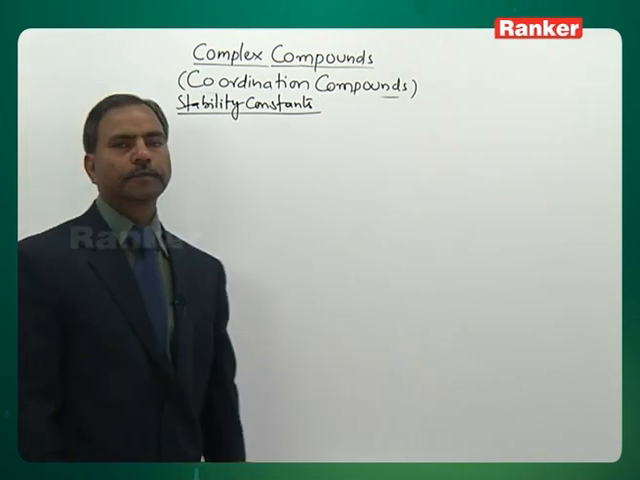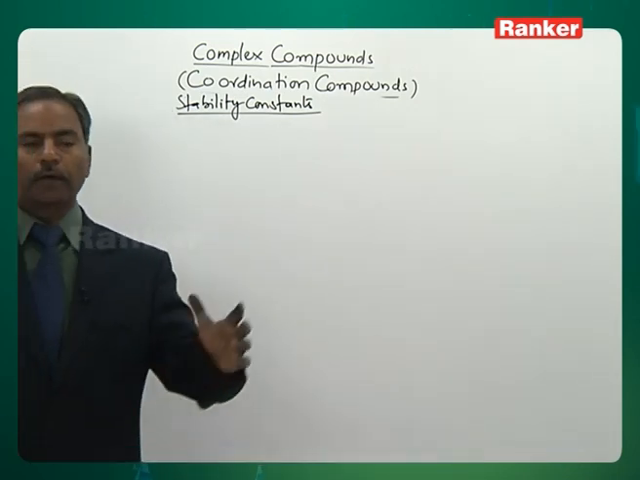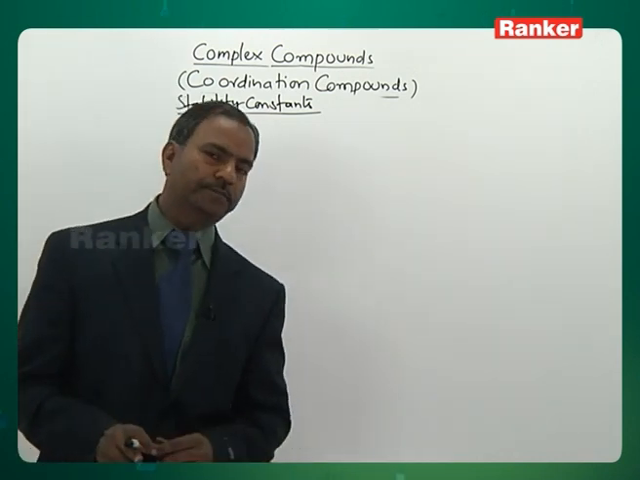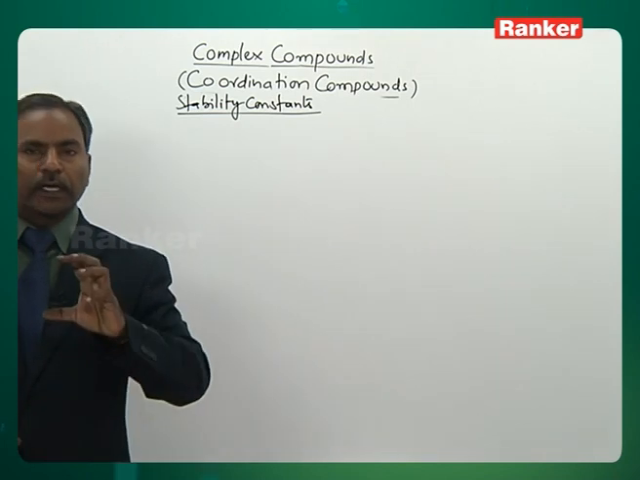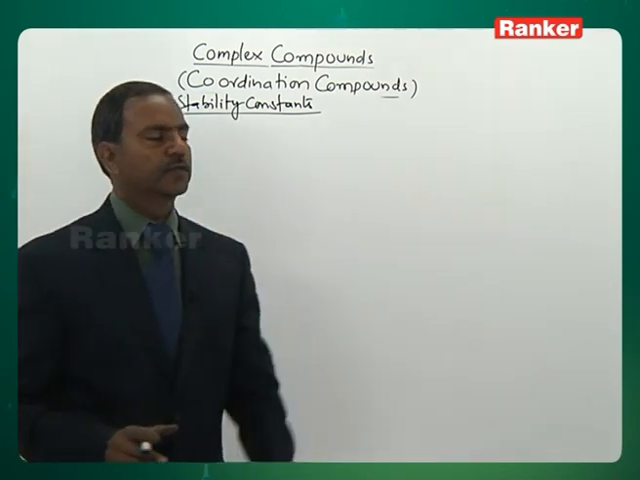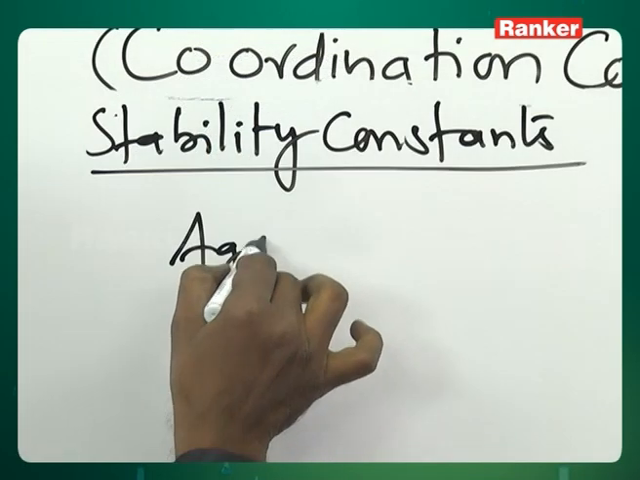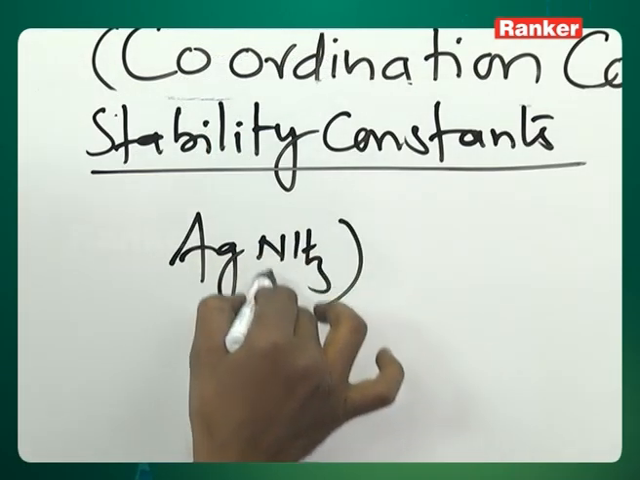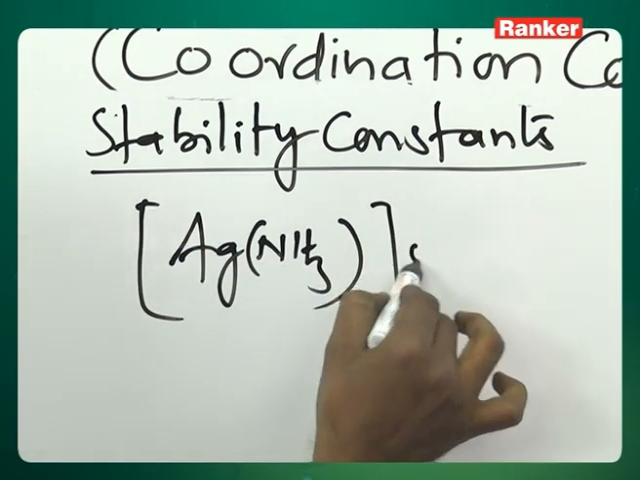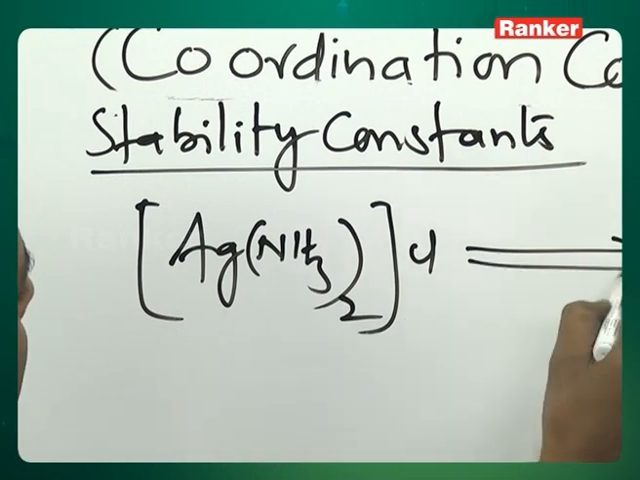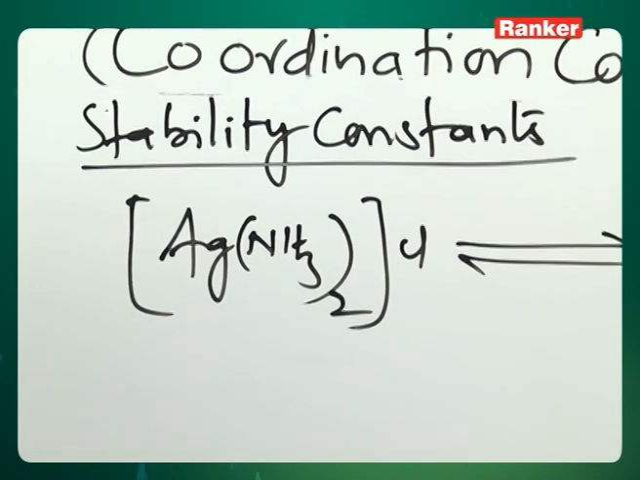Stability constants. Most of the complex compounds are found to be stable. Generally, you take a complex compound, it is found to be stable. Still, even though in aqueous solution, it ionizes to a smaller extent. You take a complex, I am writing on the board, Ag(NH3)2Cl. Once you put this in an aqueous solvent like water, it ionizes to a smaller extent.